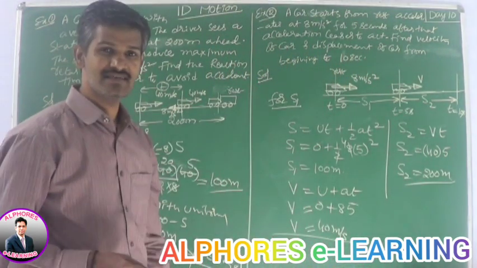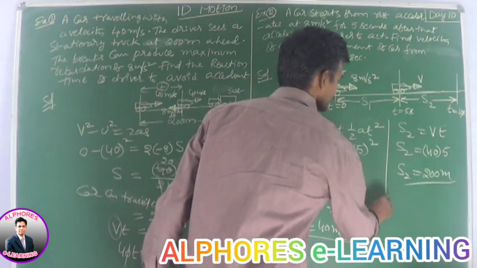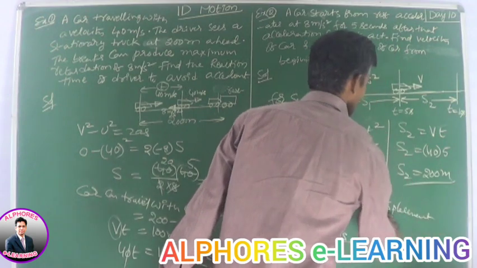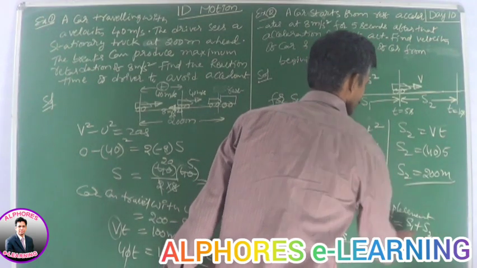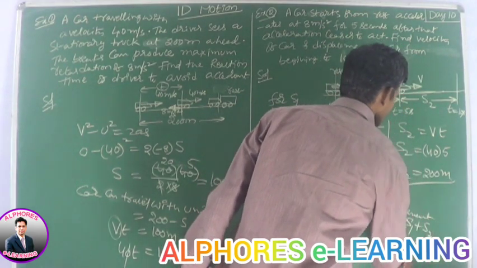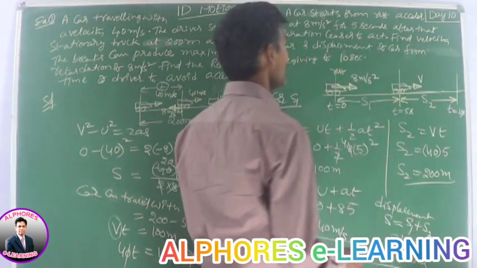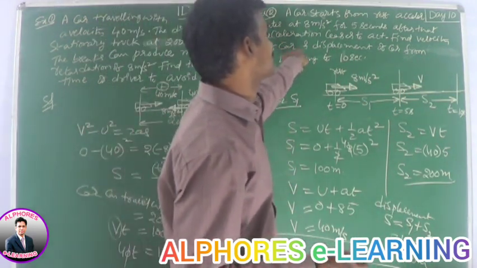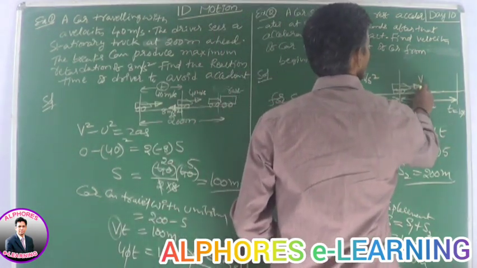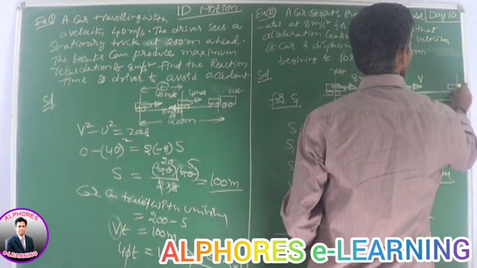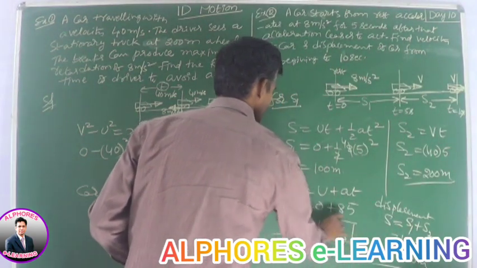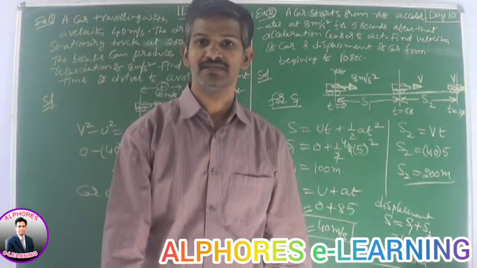So what is the total displacement of the car? The car is traveling in a straight line, so displacement S is S1 plus S2, that is 100 plus 200. Total displacement of the car is 300 meters. They also asked the velocity of the car at t equal to 10 seconds. With this velocity v, the car continued moving, so its velocity is v at the end of 10 seconds. So the velocity is 40 meters per second and the displacement is 300 meters.